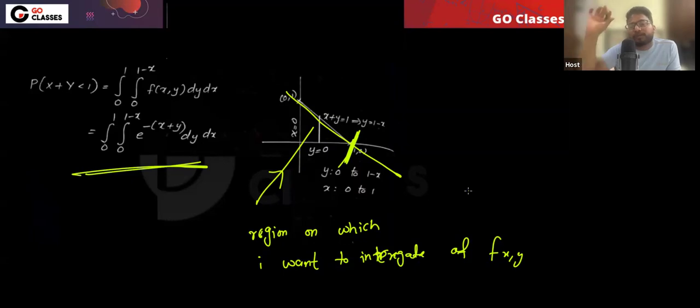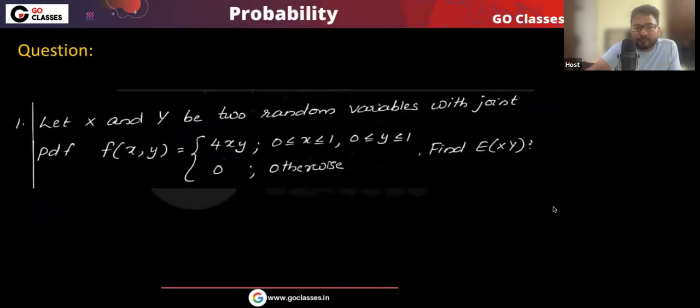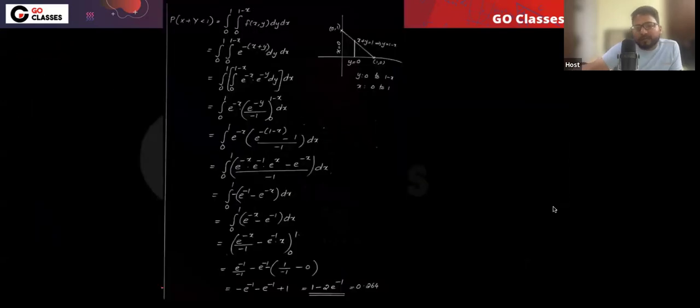So see the region. You can draw the region on which you want to integrate, and then see what the ranges of x and y are, such that this particular condition doesn't get violated. Cool. So this is the region basically, and the rest of the calculation you can do. It's not very tough, it's easy only.